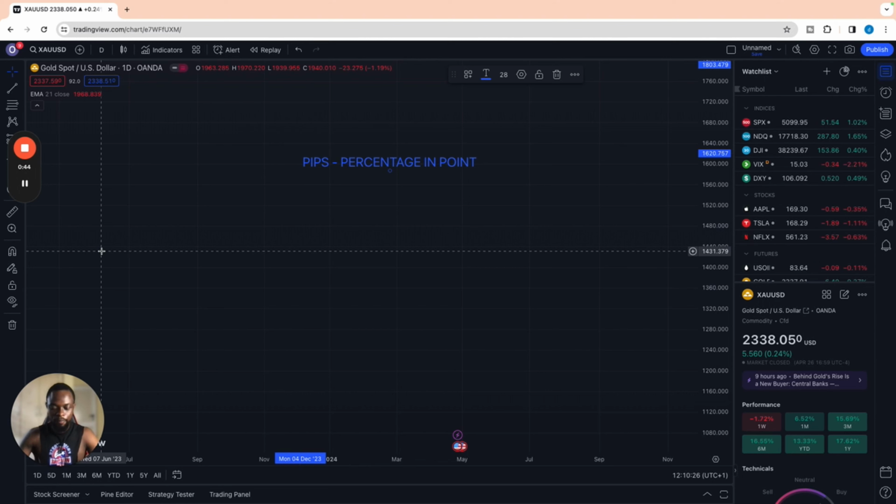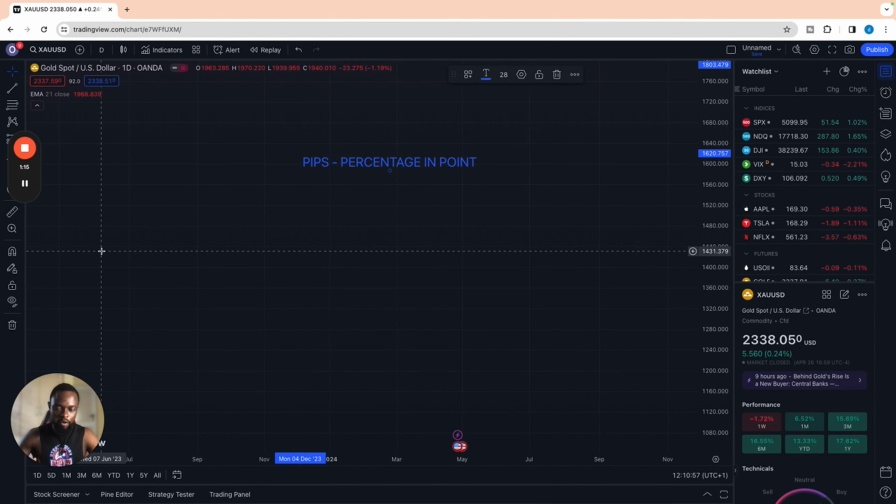So pip means percentage in points. Pips are the smallest price movements in the Forex market. They represent the fourth decimal place in most currency pairs, except for pairs involving the Japanese yen, where they typically represent the second decimal place. Pips are used to measure the change in values of a currency pair, determining profits and losses in trades.